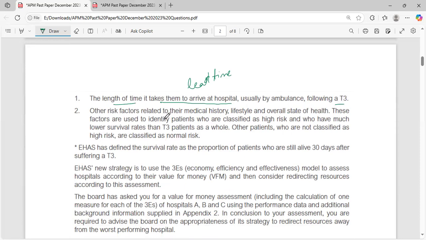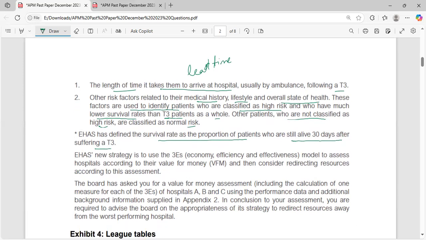The second is other risk factors related to the medical history of a patient, lifestyle, and overall state of health. These factors are used to identify patients who are classified as high risk and who have much lower survival rates than T3 patients as a whole. Other patients who are not classified as high risk are classified as normal risk. EHS has defined the survival rate as the proportion of patients who are still alive 30 days after suffering a T3.